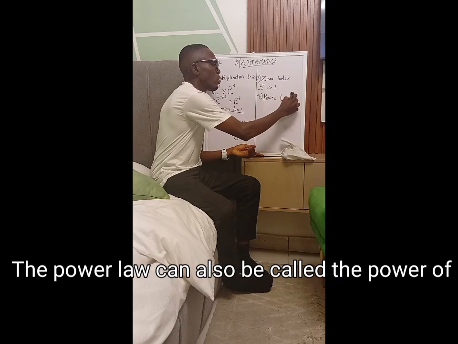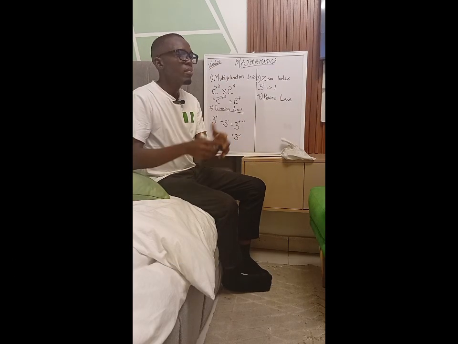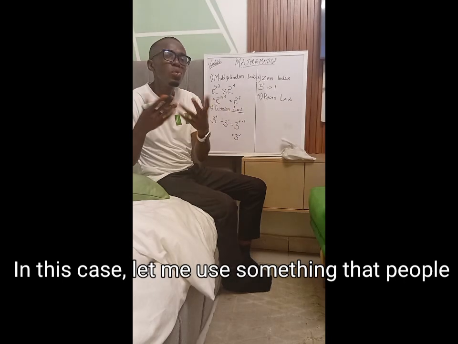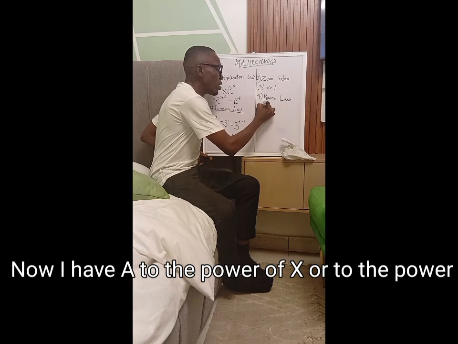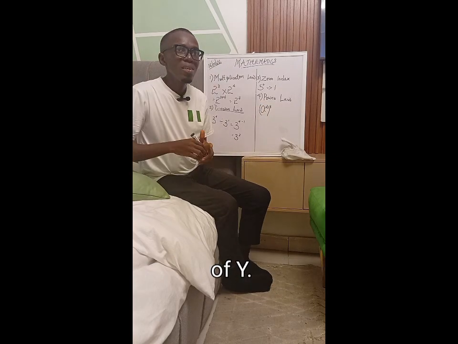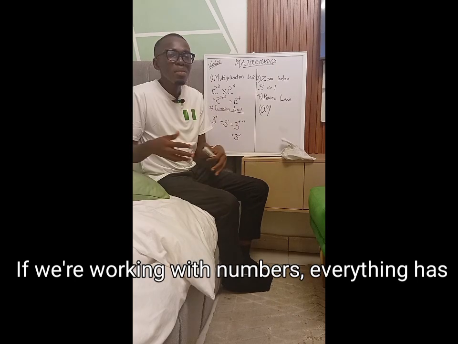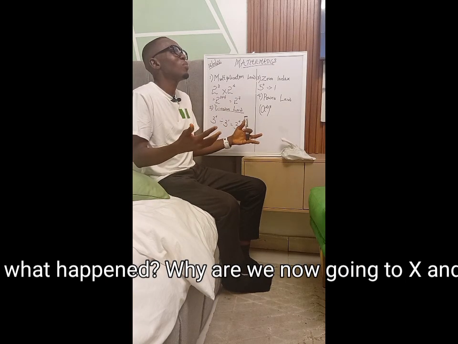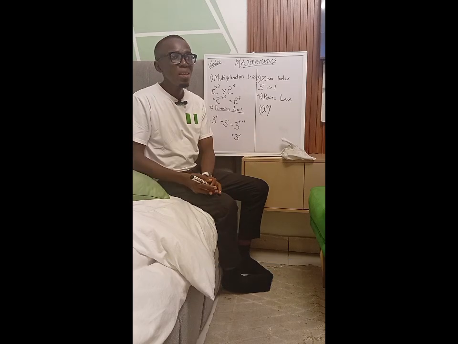Next is the power law. The power law can also be called the power of power. In this case, let me use something that people don't really like at some point, but I'll explain it. Now, I have a to the power of x or to the power of y. I know some people will be scared. We've been working with numbers, everything has been going on smoothly. So why are we now going to x and y? Who did we offend?